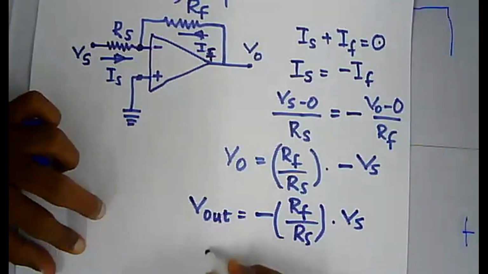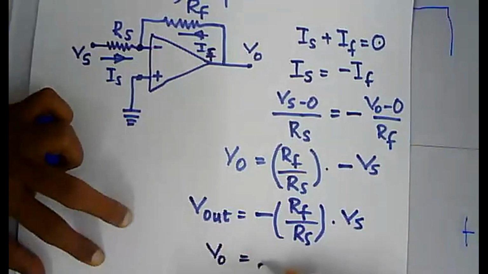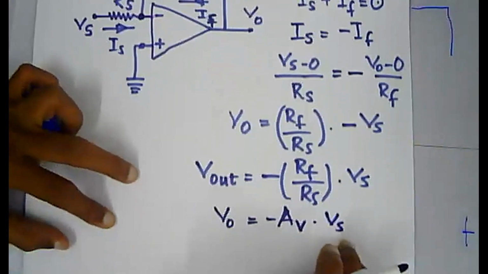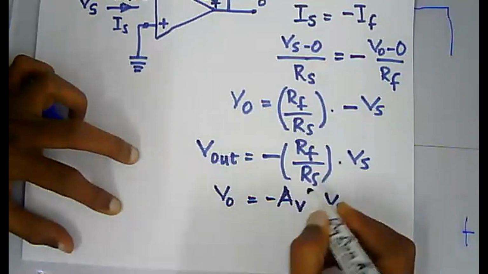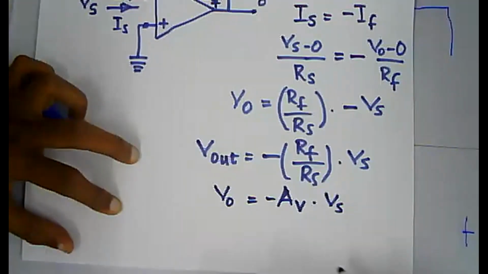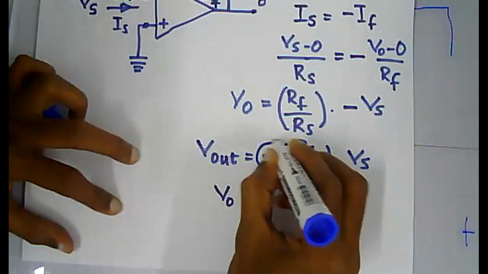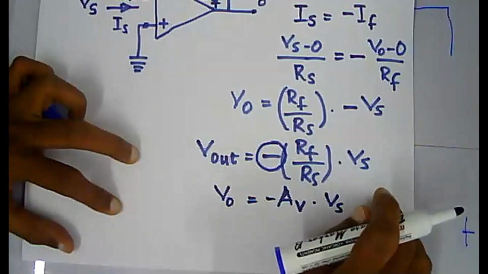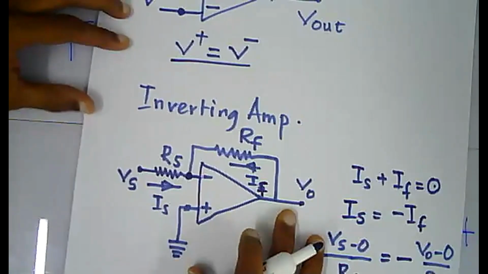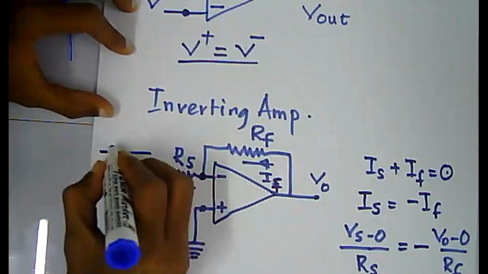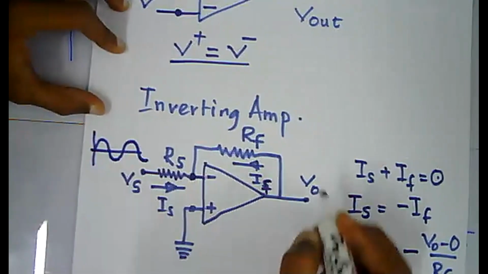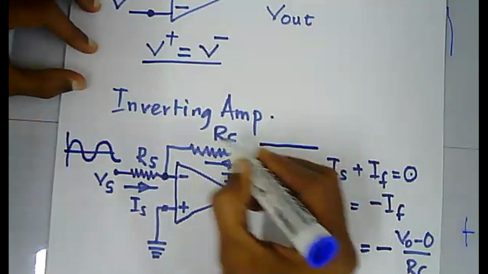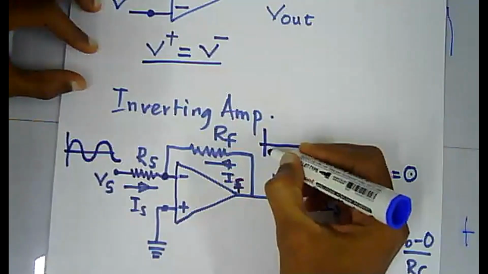So this is in the form of Vo equals minus Av into Vs, right? So your gain Av equals minus of Rf over Rs, right? This minus sign indicates a 180-degree phase shift, right? For example, if your Vs is a sine signal, something like this, your V out will be out of phase with the input, and that will be amplified, right?